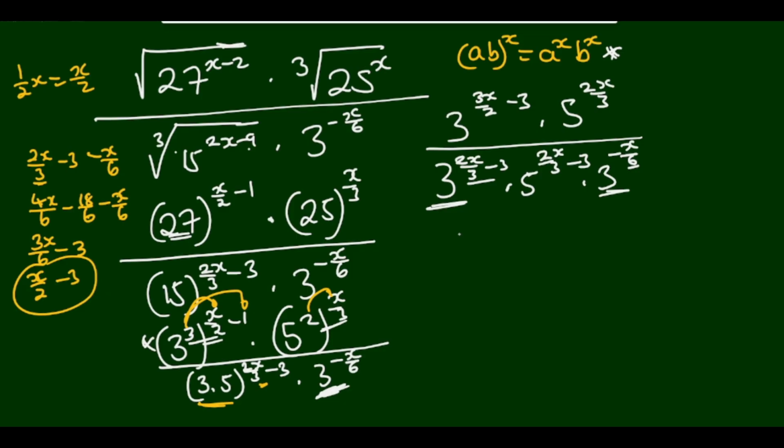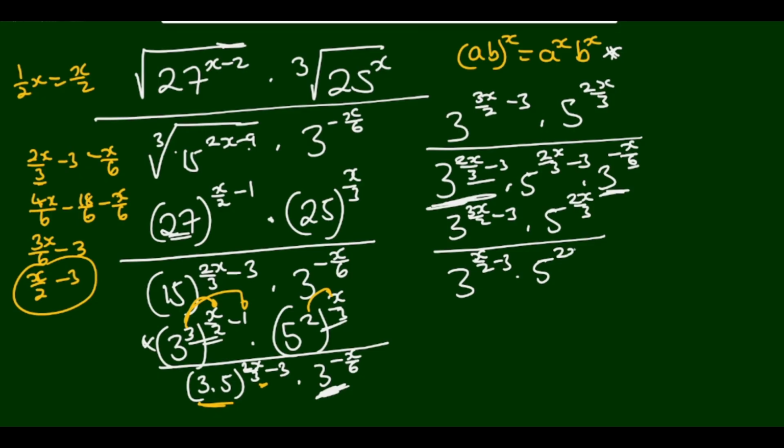So it becomes 3 to the power 3x over 2 minus 3 times 5, and then 2x over 3, like that, and then over. Then we set this, and this will give us 3 to the power x over 2 minus 3, and then 5 to the power 2x over 3 minus 3, like that. Okay, right. Then let's deal with powers with the same base. What is 3x over 2 minus x over 2? Right, we're subtracting the exponents.